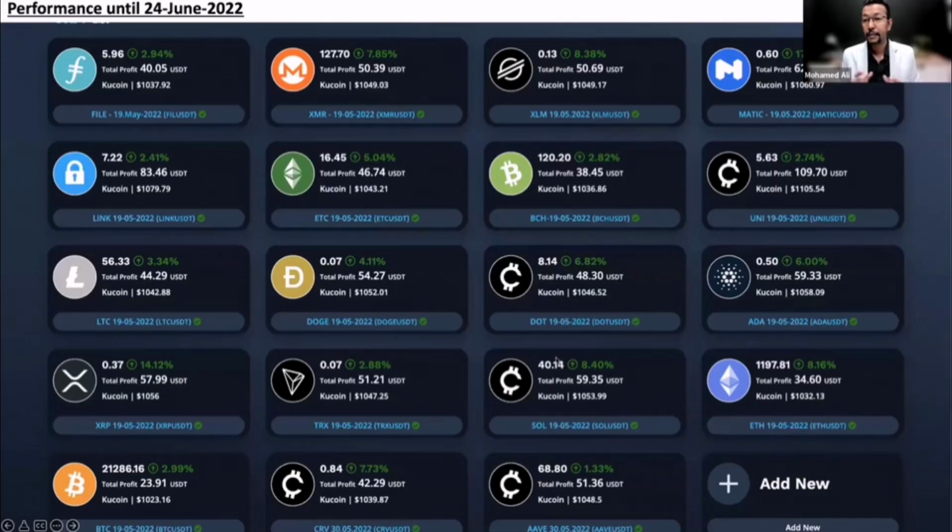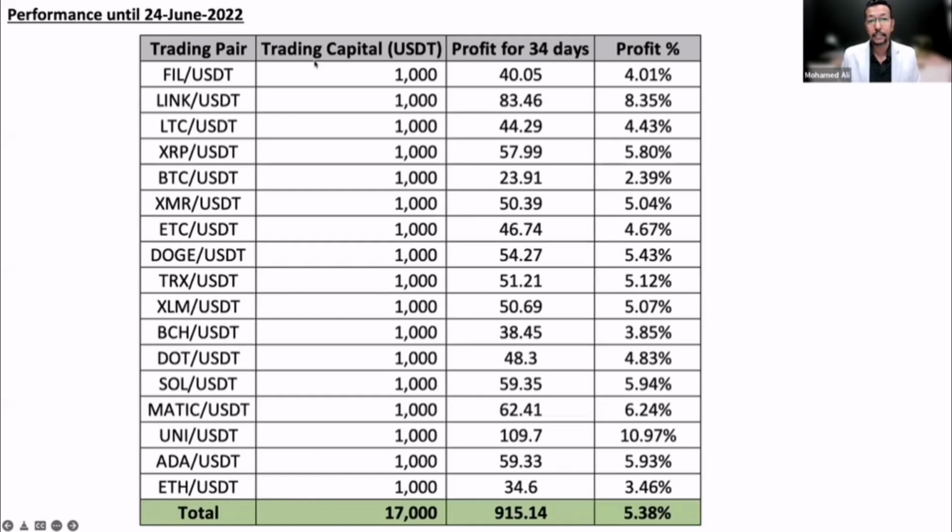Let's look at the account performance. I shared this account 2 weeks back, exactly on 24th of June. If you look at the top, these are the old readings, so that we can compare the old readings with the new ones. Also, if you see, the account made about 5.38% in 34 days. Different coins gave different results. The superstar was UNI USDT, which gave the maximum profit of 10.97%, but overall the average profit is 5.38%.